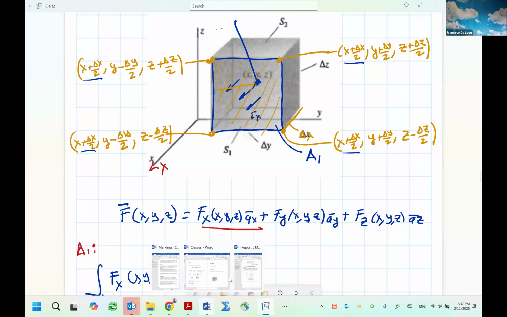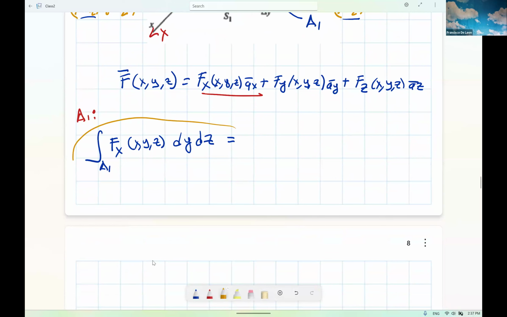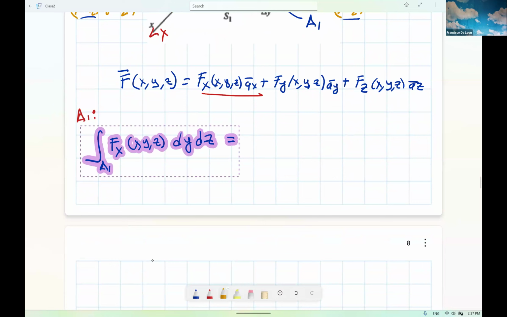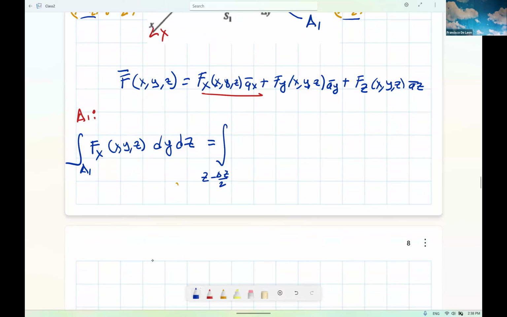Okay, so we need to do this integral. I am going to somehow reduce it a bit to the left. I need to push it to the left and like that. All right. We need to do this integral. This integral will have two integrations, right? It's going to be from z equals minus delta z by 2 to z plus delta z by 2, and it's going to go from y minus delta y by 2 to y plus delta y by 2.